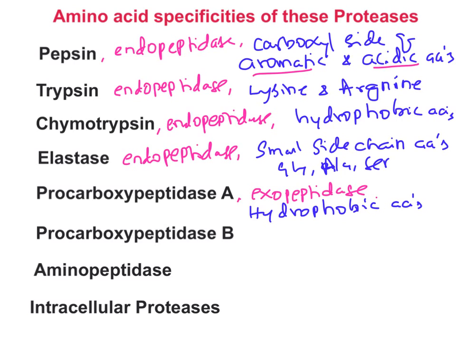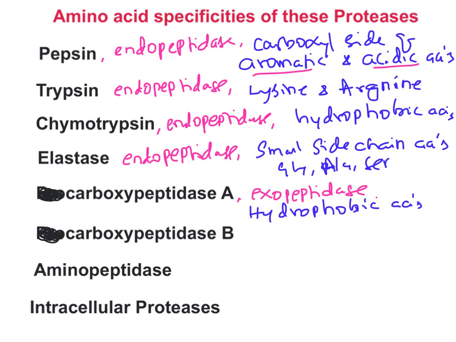Sorry, it is not procarboxypeptidase. It is carboxypeptidase. So I need to take this pro out here. The active form is carboxypeptidase. So we have carboxypeptidase A and carboxypeptidase B. The carboxypeptidase A enzyme is an exopeptidase, and it is going to act on the carboxy terminus containing hydrophobic amino acids.